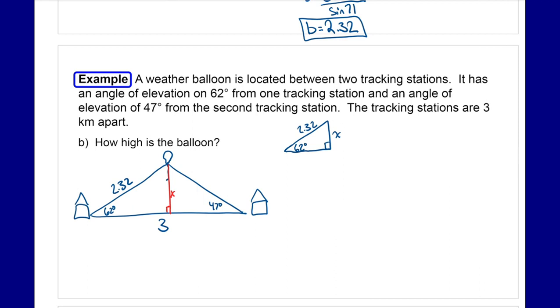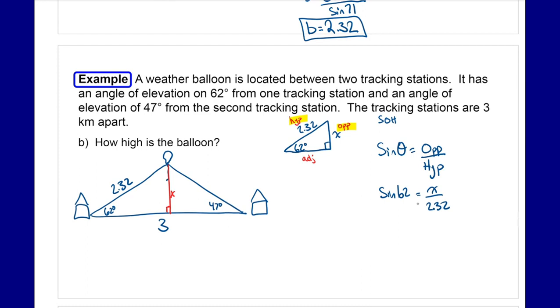First, as with regular right angle trig, remember we want to label our sides. Our hypotenuse is across from the right angle. Opposite is across from our given angle, and the adjacent is beside. So in this case, we're dealing with the opposite and the hypotenuse. So that is sine, or SOHCAHTOA, right? SOHCAHTOA tells us sine is opposite over hypotenuse. So sine theta equals opposite over hypotenuse. Sine of 62 is equal to x over 2.32.